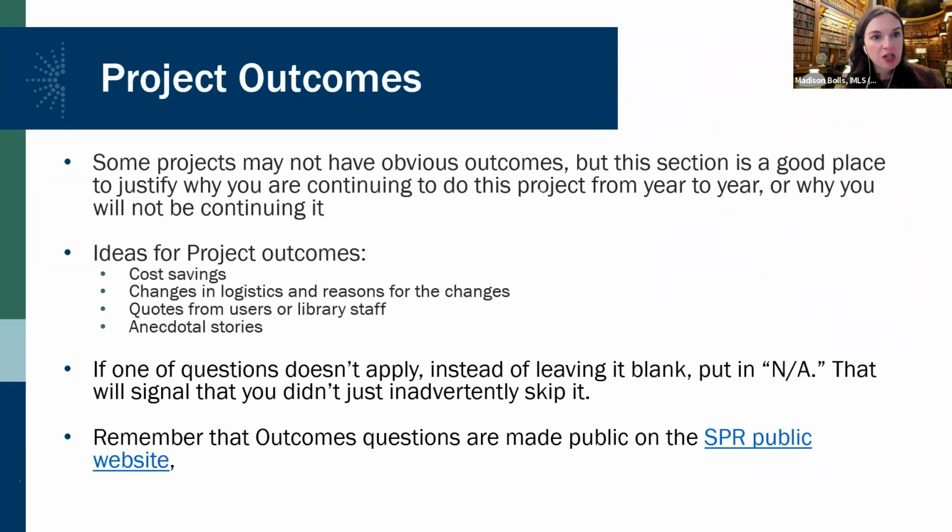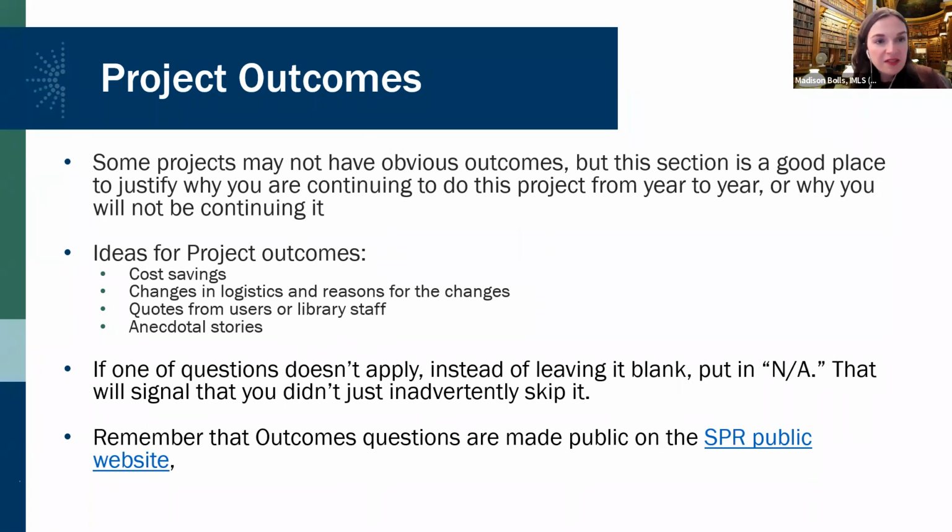So project outcomes, I talked about activity outcomes. Projects may not always have obvious outcomes, especially if you have a project that you continue from year to year. But this section is a good place to justify why you are continuing to do this project every year or why you will not be continuing it. Some ideas that you can include here are things that help save you money, changes in logistics and the effects of those changes and the reasons for those changes, quotes from users, or anecdotal stories that you've heard that happened during the project. Now, we understand also that all the questions in the project outcomes may not necessarily apply to all of your projects.